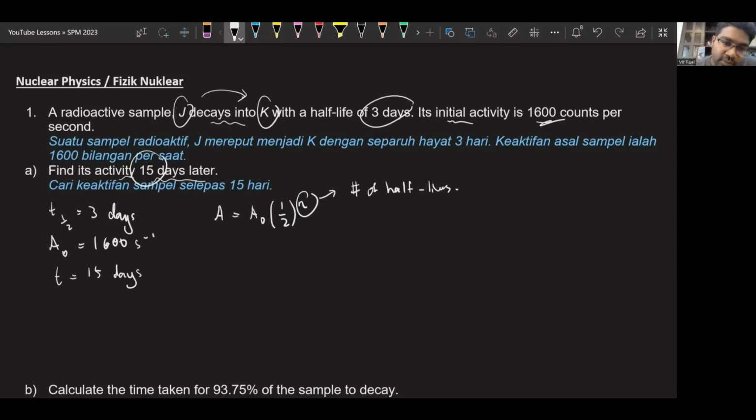Very easy. We can find this with a formula too. The number of half-lives is just the time passed divided by the half-life. So the time that has passed is 15 days over 3 days. So we get 5 half-lives. Now we can substitute it inside here. And so A will be equal to the initial activity A naught, 1,600, multiplied by 1/2 to the power of 5. So this will be just 1,600 divided by 32. And so the answer is 50 counts per second.